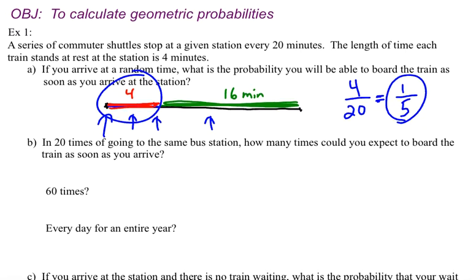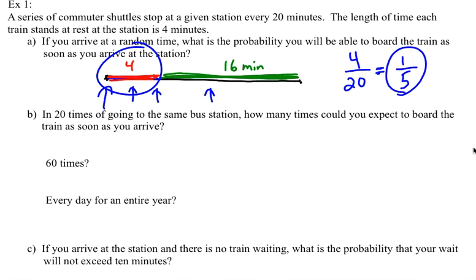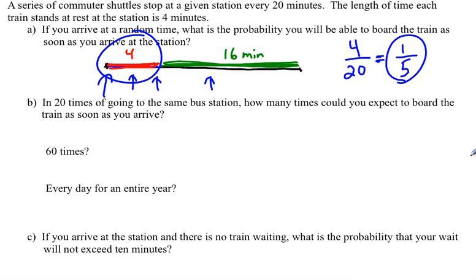Part B, and 20 times of going to the same bus station. Okay, so it's now back to a bus, not a train, but it's the same thing. How many times could you expect to board the train as soon as you arrive?